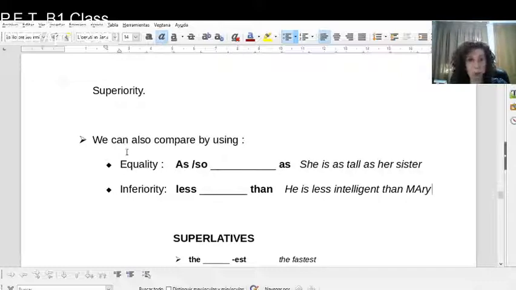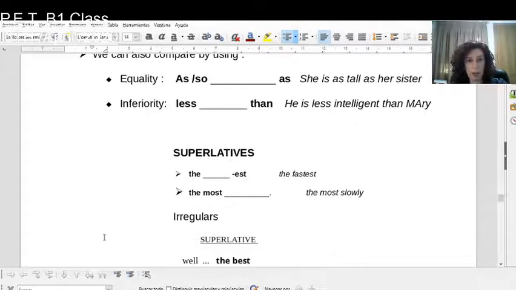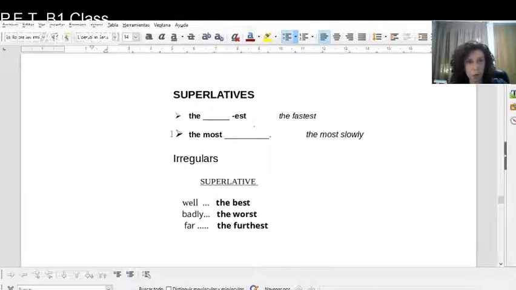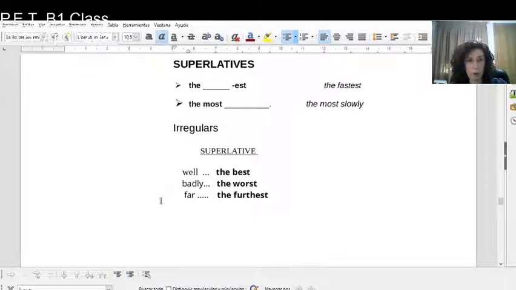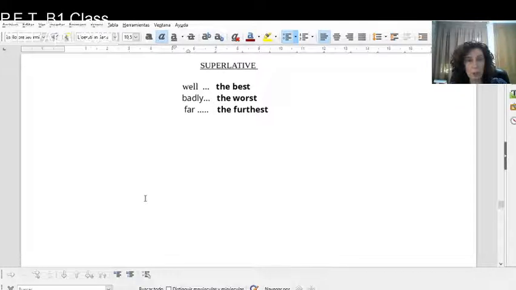Then we have to take into account that we make comparisons not only with superiority, but we also have equality and inferiority. And here I wanted to remind you of the superlatives, 2 ways of doing the superlative: the fastest or the most slowly, and again the irregulars of the superlative. I think that you have all the explanation here in the video.